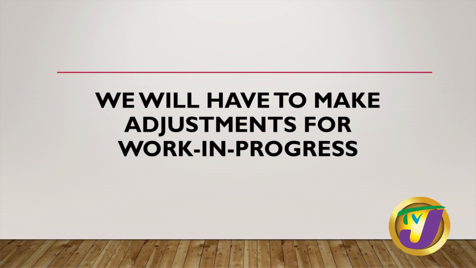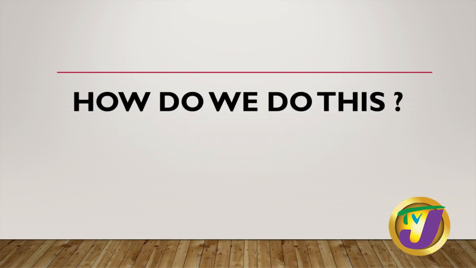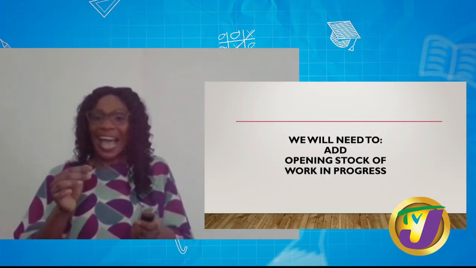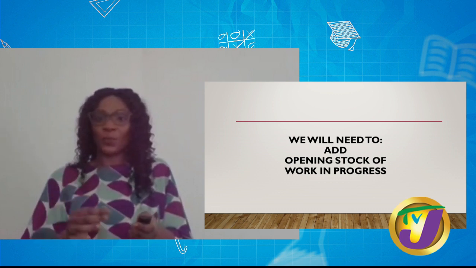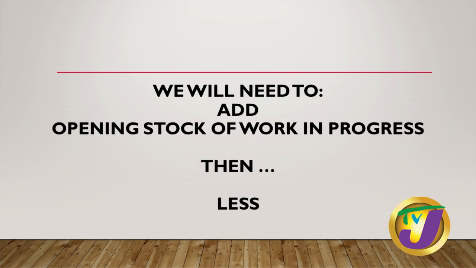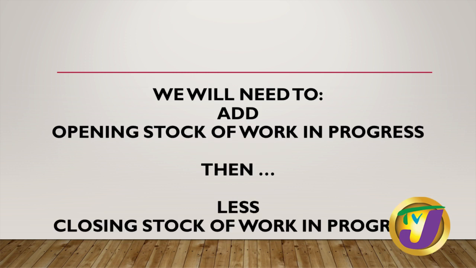We will simply do this. Listen. How do we do this? We will need to add opening stock of work in progress and then less closing stock of work in progress. Hold it right there. We will simply add opening stock of work in progress, then less closing stock of work in progress. Let's see what this would look like.